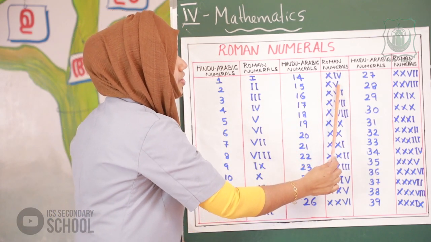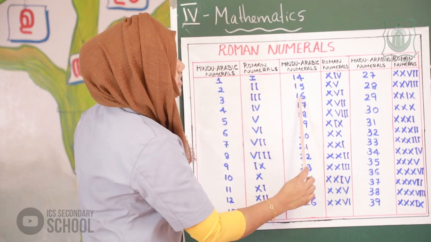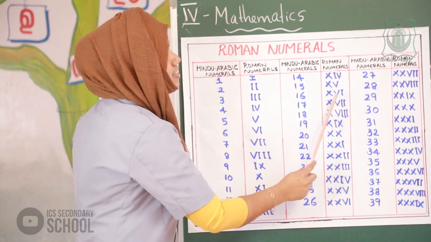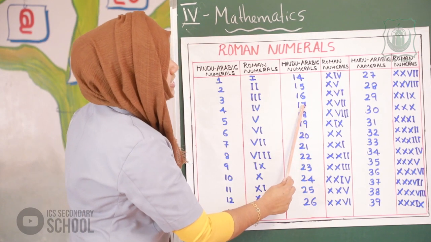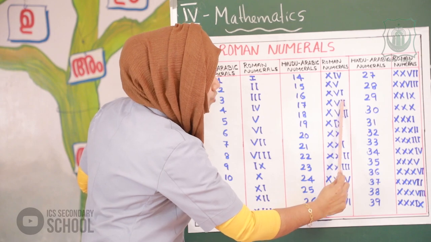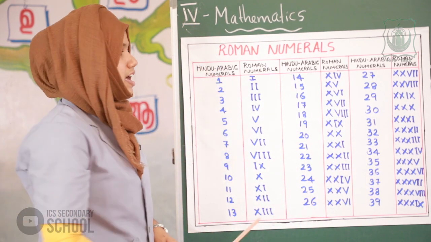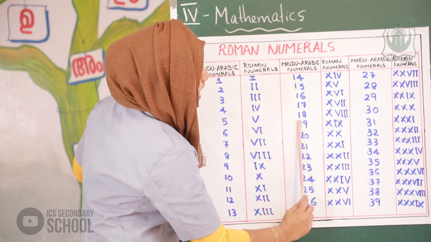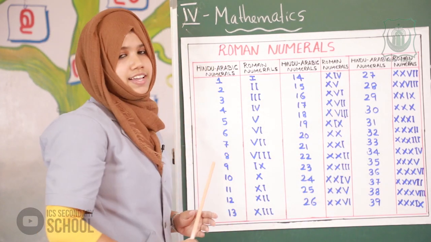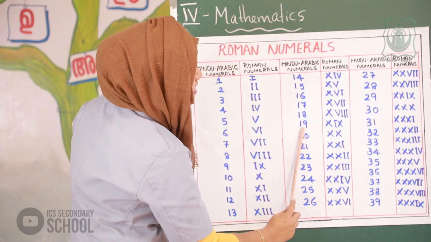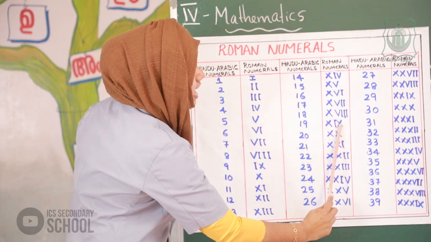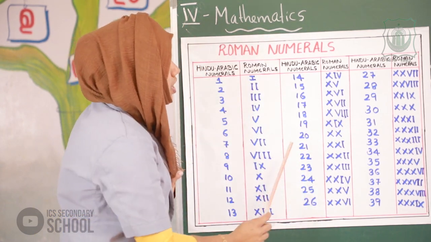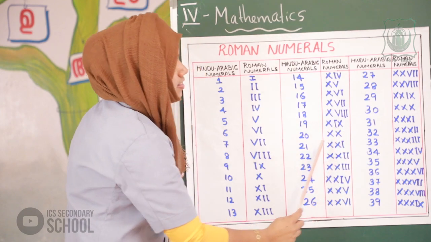15 is XV. Okay. Next is 16, XVI. 17, XVII, two I's are there. Then 18, XVIII, three I's are there. Then 19, XIX. 20 means two X are there.